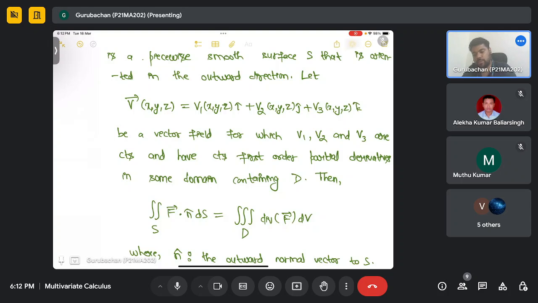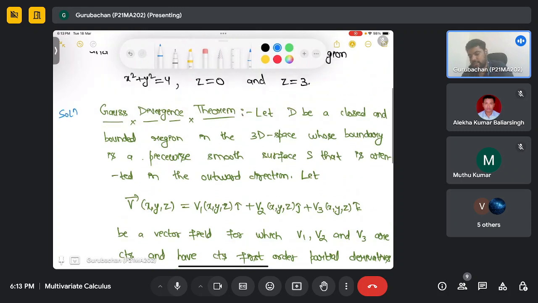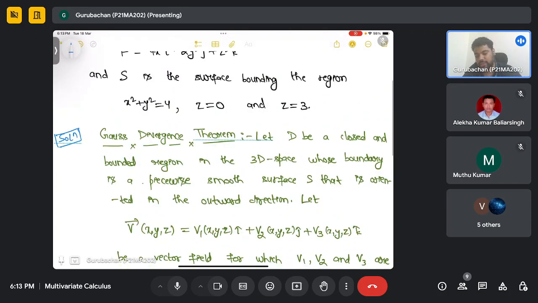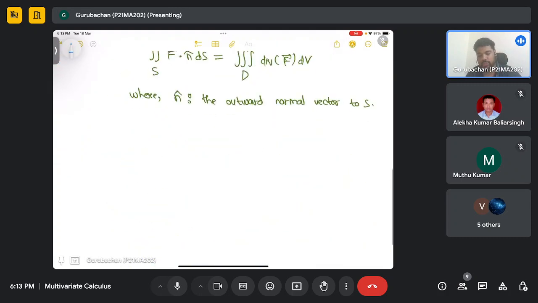So we need to check first of all whether these conditions are fulfilled in the given domain: D is a closed and bounded region in 3D space, the surface is piecewise smooth, and we have to take the outward normal direction. Okay, so the given surface is the cylinder x square plus y square equal to 4, which is varying from z equal to 0 to 3.